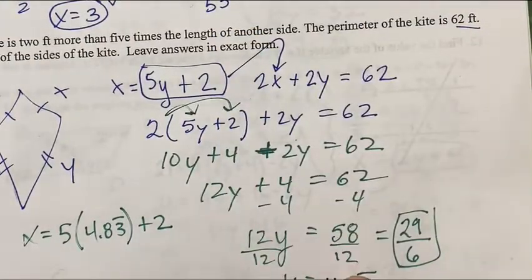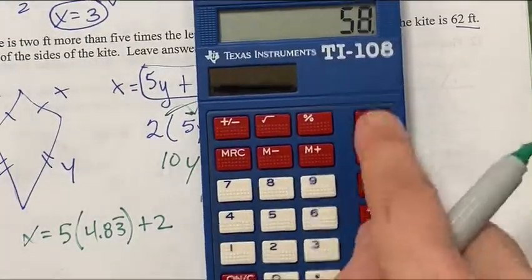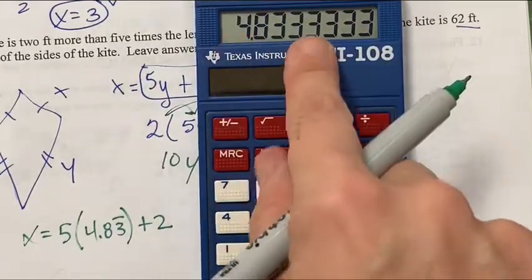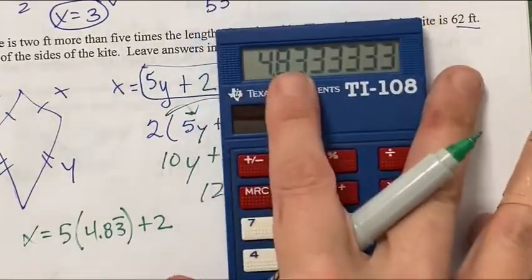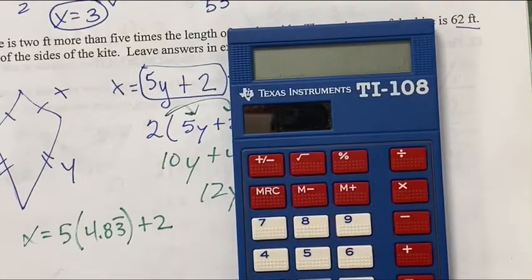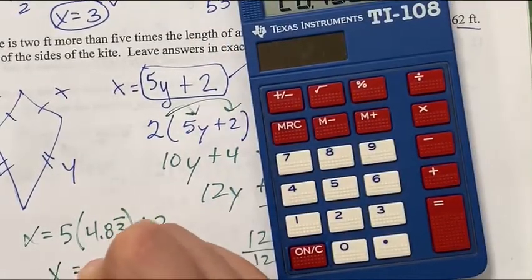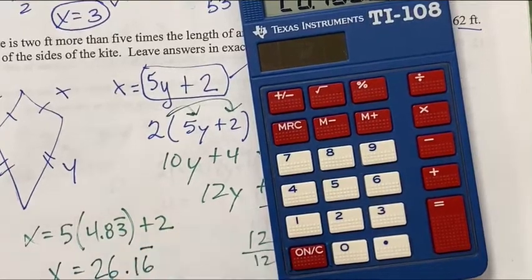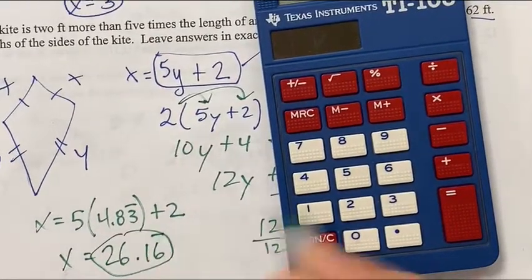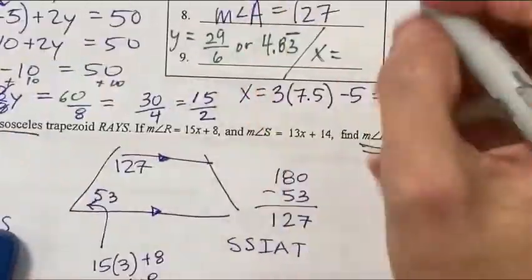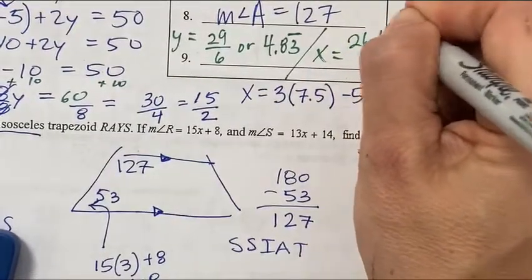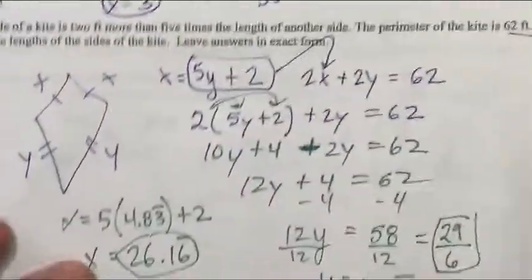So I got 58 divided by 12. 4.83 repeating. Okay, now I'm going to multiply by 5 and add 2, and I get x is 26.16 repeating, and I'll take that as a final answer. 26.16 repeating. What would it be as a fraction?